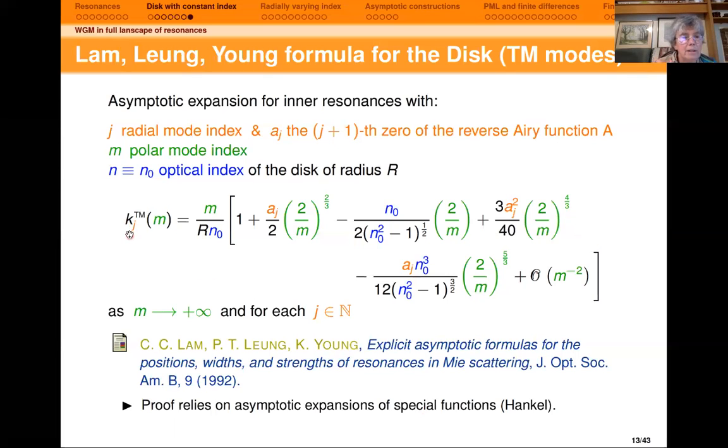So here K is a resonance, M is a parameter, the polar mode index, and J is the internal parameter corresponding to the number of radial oscillations. The main term is M divided by R in 0. Then you have an expansion starting from 1, so they all start from the same value, and then they are discriminated by this J, starting with powers of 2 over M to the 1/3 and the integer multiples of that quantity. So you see it is an asymptotics when M is large. And here you have this AJ, which are the zeros of the Airy function, and some formulas.